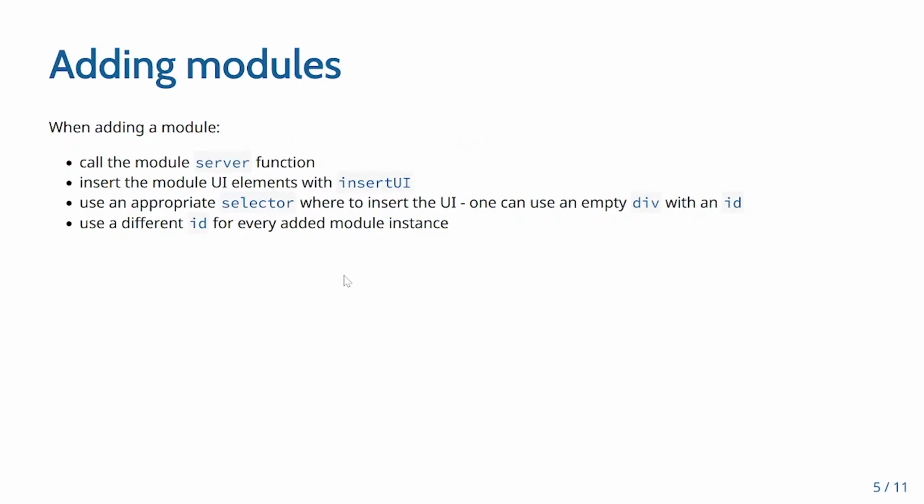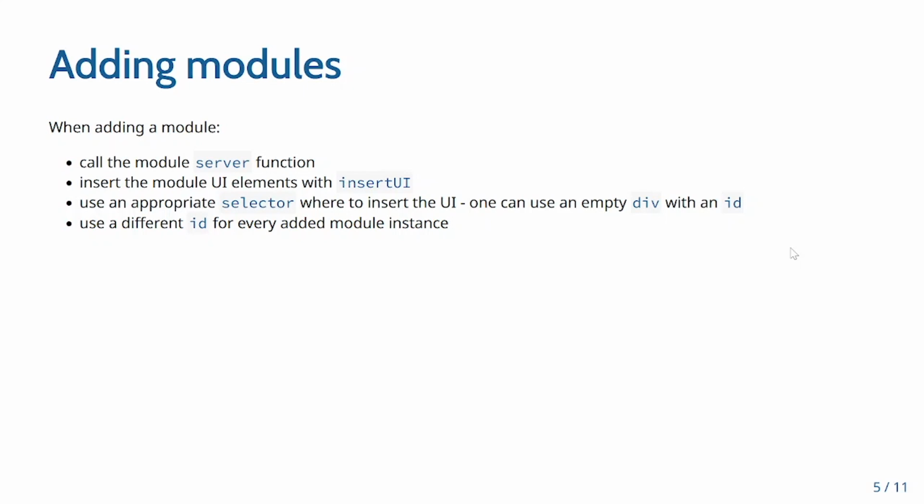So let us recap what you have to do when you want to add modules. You first need to call the module server function. You use the insertUI function to add the module UI elements. While doing this, you need to use an appropriate selector for where in the main Shiny app you want to insert the UI elements. For us, the easiest is just to use an empty div with an ID. And every module instance needs to have its own unique ID. Okay, so much for adding modules.